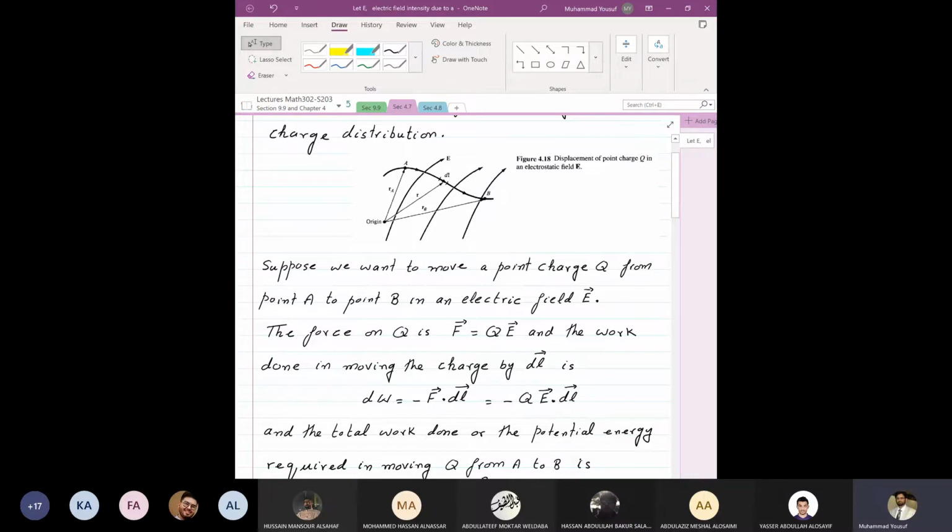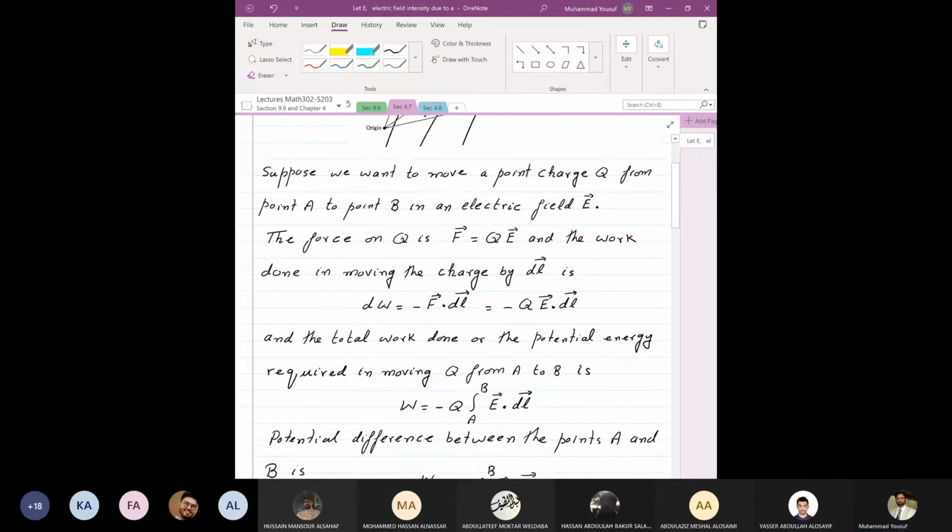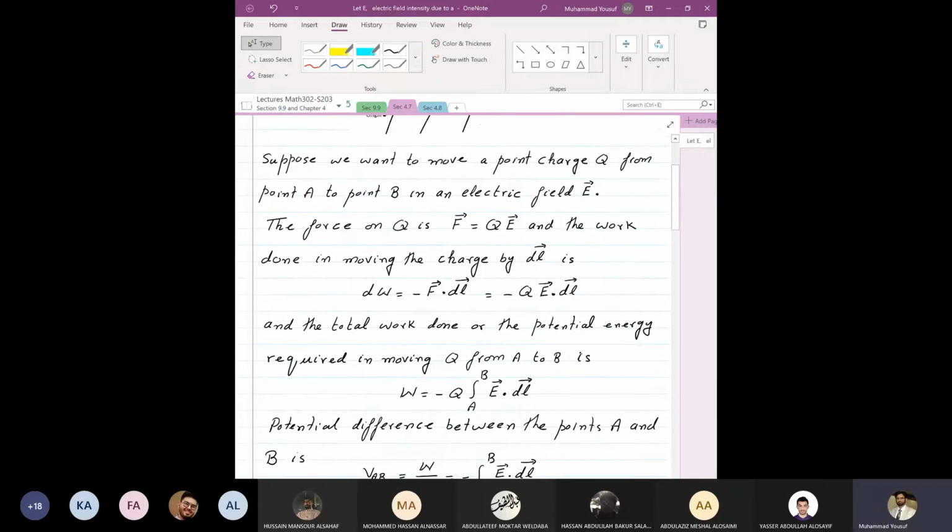And the total work done, of course, we will do integration. This is a continuous movement, so we will do integration. So the total work done, or potential energy required, in moving Q from point A to point B is W equal to negative Q integral from A to B of E dot dl. And if we divide W by charge Q, then it becomes the potential difference between point A and point B.